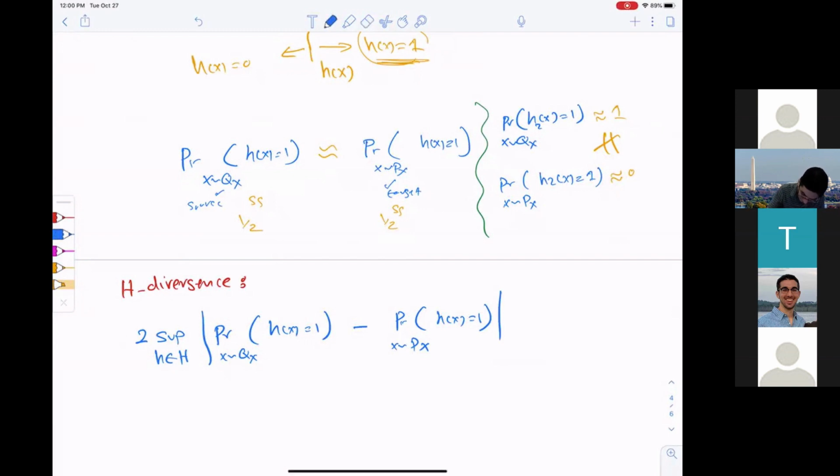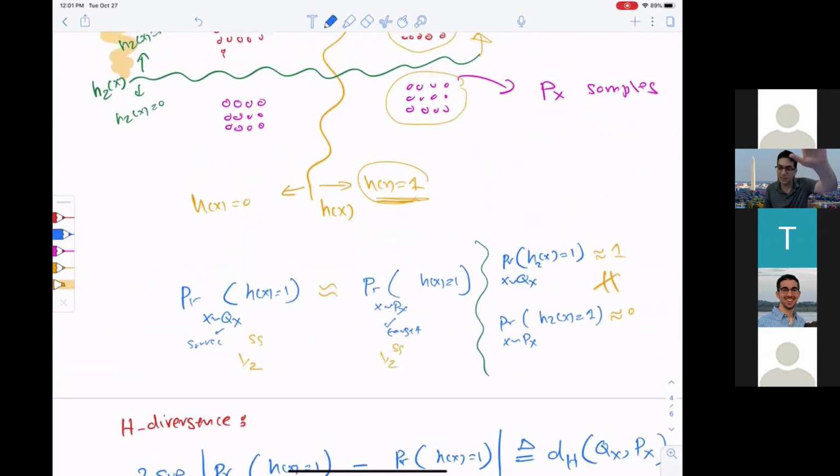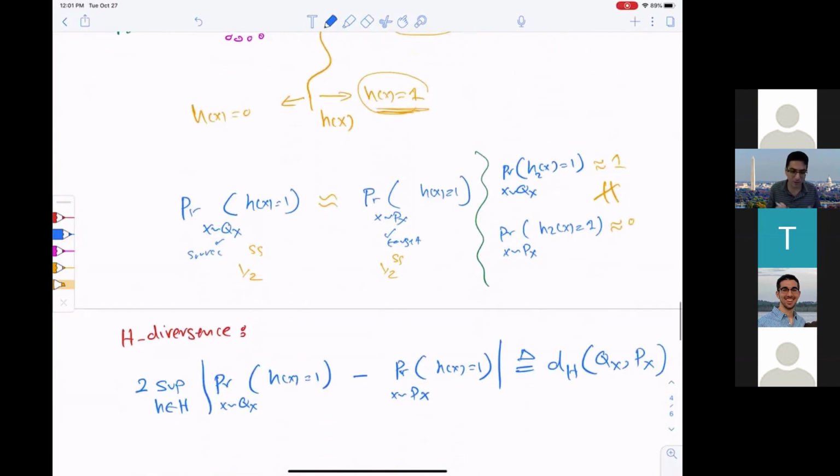So this is defined as the H divergence between my source marginal and my target marginal. Okay. Is this clear? It may sound a little bit scary just looking at this formula, but you see it is super, super simple. It is really nothing. You just look at the difference of the fraction of samples on one side of your hypothesis, and pick the worst hypothesis to distinguish between your source and target.